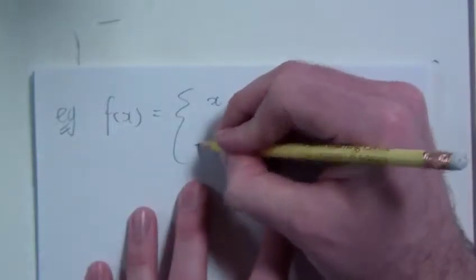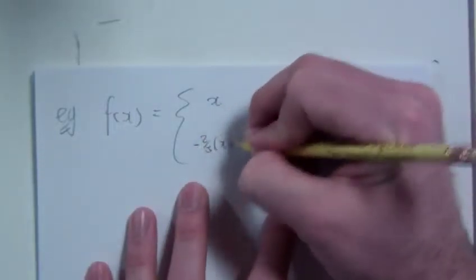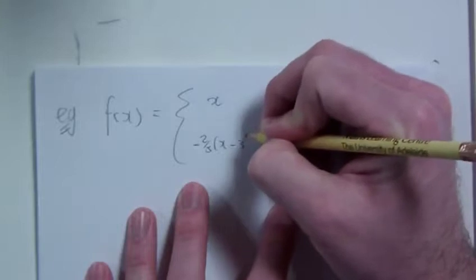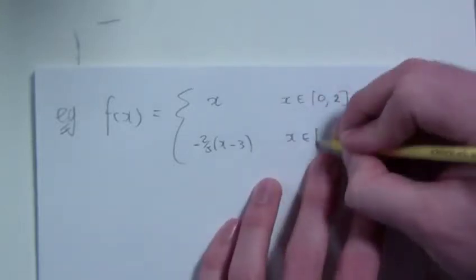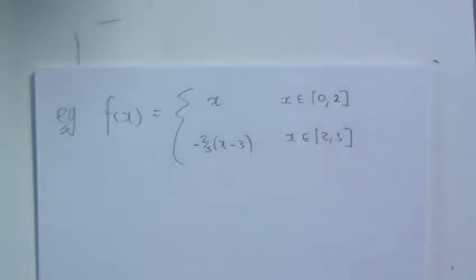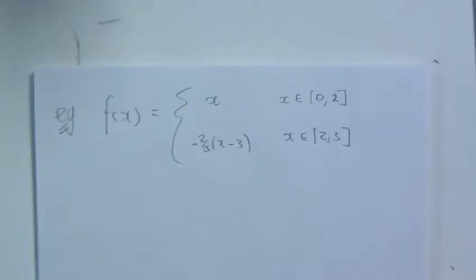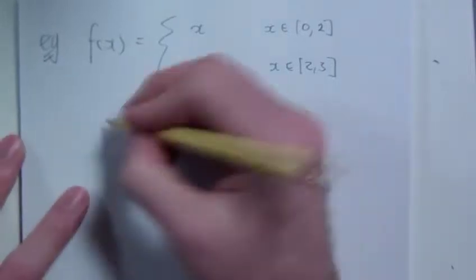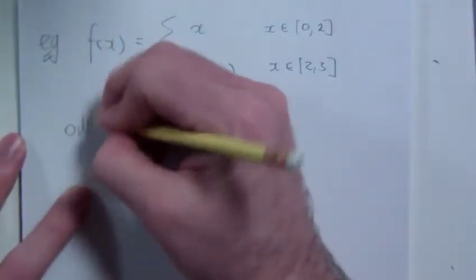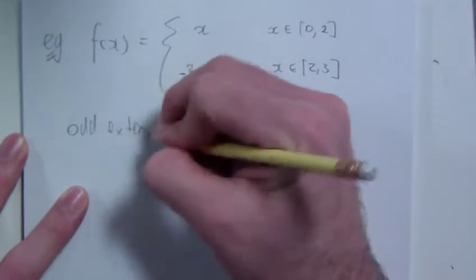And minus 2/3 of x minus 3 when x is from 2 to 3, something like that. It's got two different formulas in two different places, and so when you do your integral it's going to be a bit of a problem. So I'm going to do the odd extension.